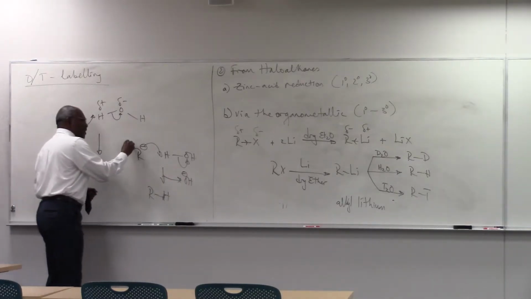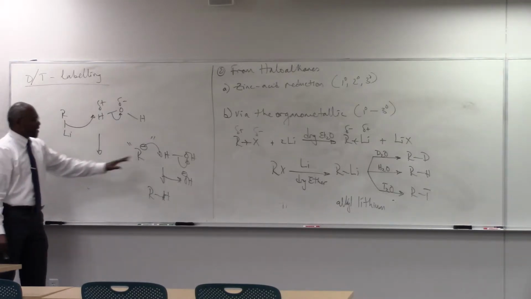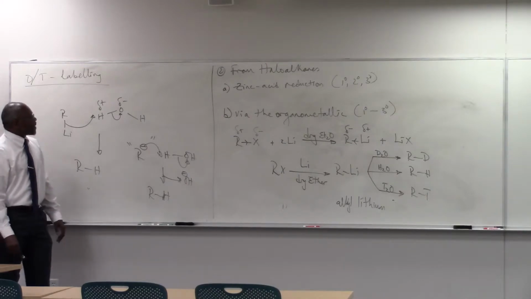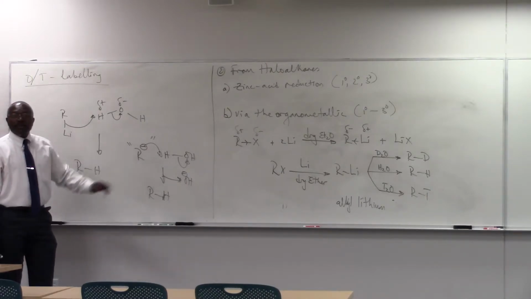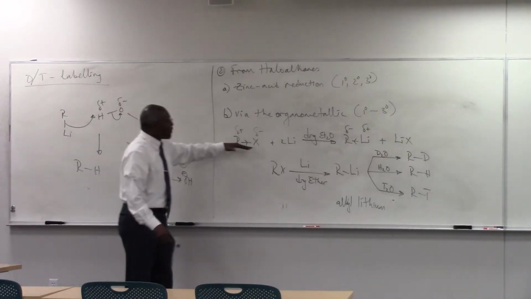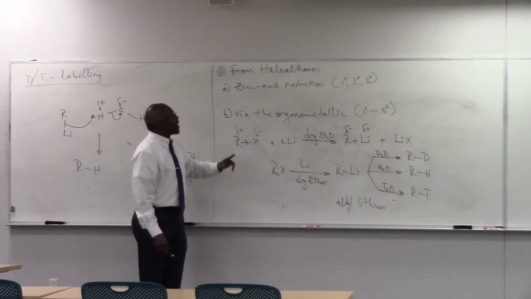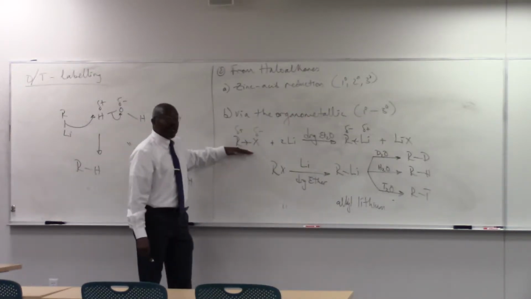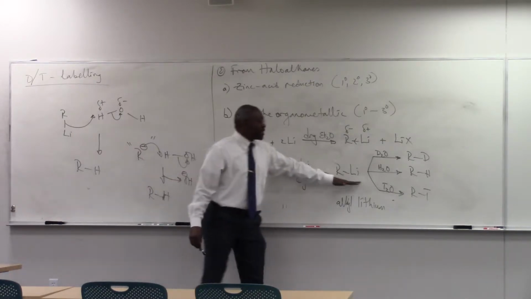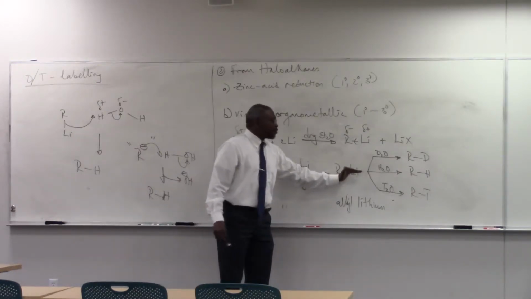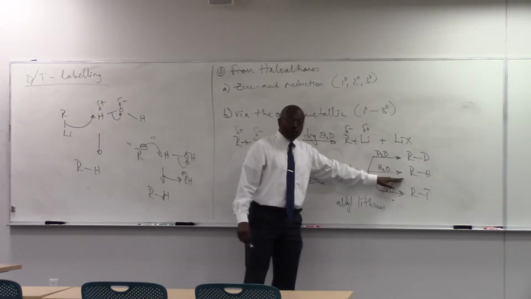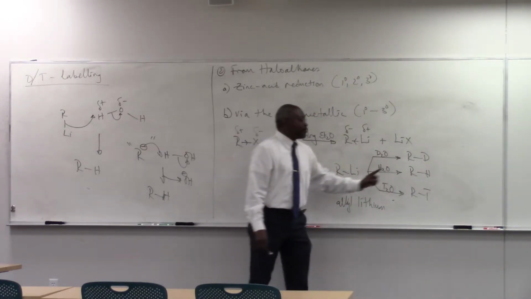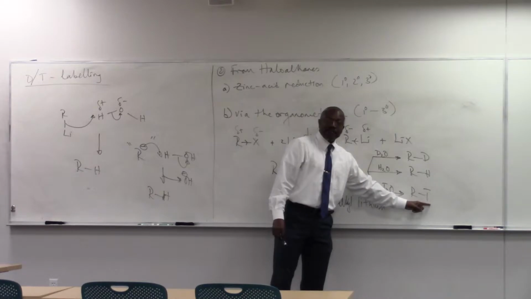And I'm going to draw this in quotation marks because it's not really R minus. It's R delta minus, right? So I don't want to say it's R minus. But it's a simple acid-base reaction. So I can introduce a label from the haloalkane, either directly by zinc acid reduction, or I can take the haloalkane, convert it into the alkyl lithium, and then treat the alkyl lithium with water if I wanted to just make the alkane, or use the opportunity to introduce a label, D or T.